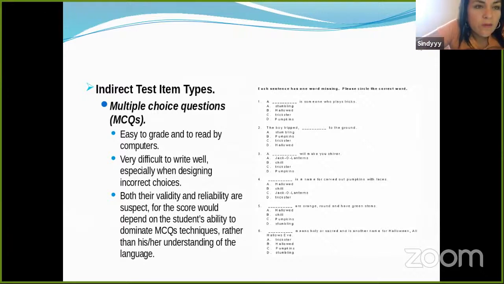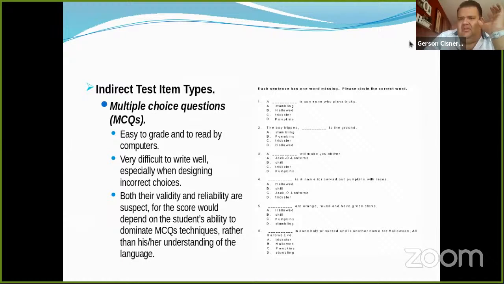Easy to grade and to read by computers. Very good. Normally, for example, those who have taken the TOEFL know it's a multiple choice question: A, B, C, D. Sometimes it goes A, B, C, D, E, F. And it's easier for the teacher because it's only checking across.